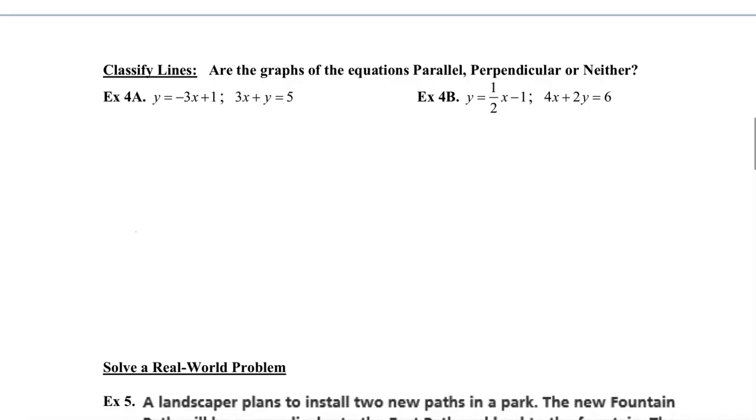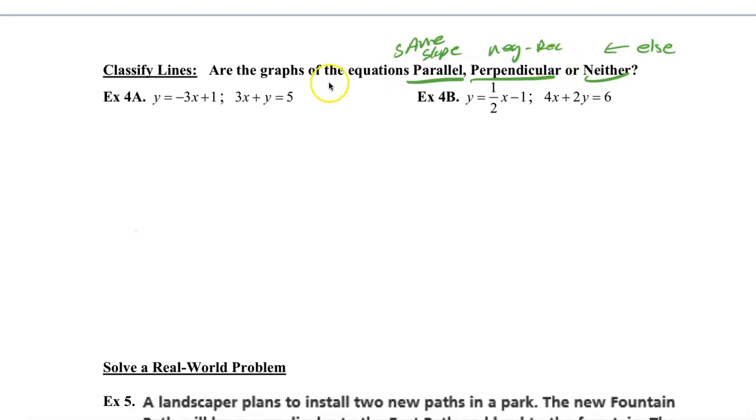Next, classify the line. So are the graphs of the equations parallel or perpendicular or neither? So remember, parallel is the same slope. Perpendicular is negative reciprocal, so flip it and change the sign. And then neither is none of those. Neither is everything else. If it's not this or this, it's neither.